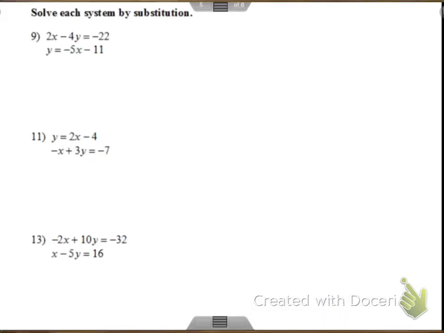All right, so for each system by substitution, always make sure you're looking for the easier equation. I see that this one's already in y equals form, so I'm going to take this y and plug it in right there. When I rewrite it, it'll be 2x minus 4, and then I'll have to put parentheses, and I'll have a negative 5x minus 11.